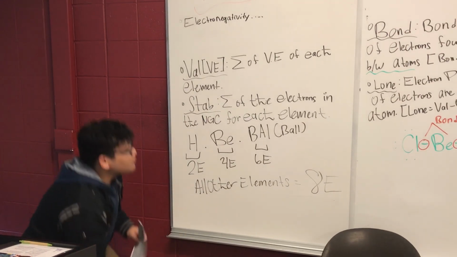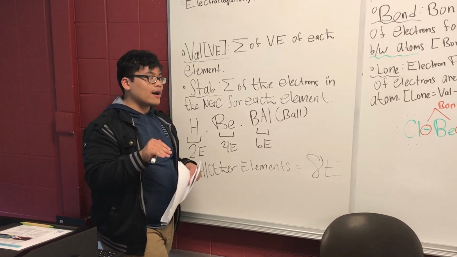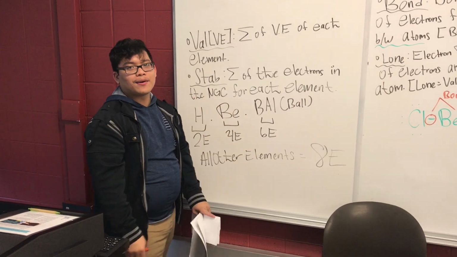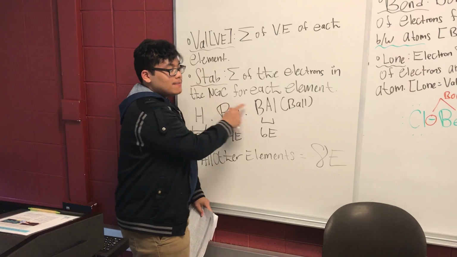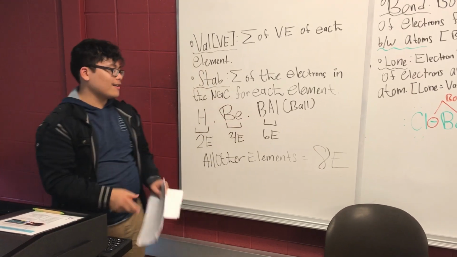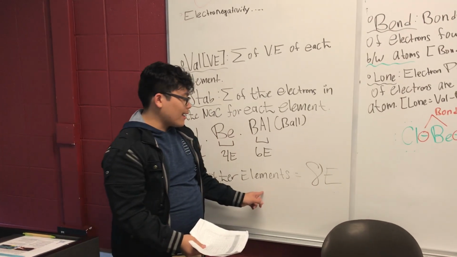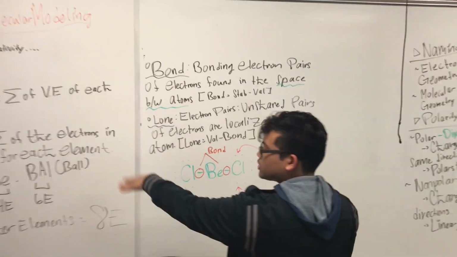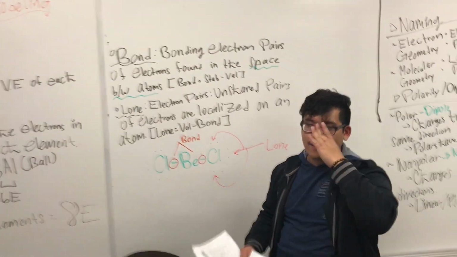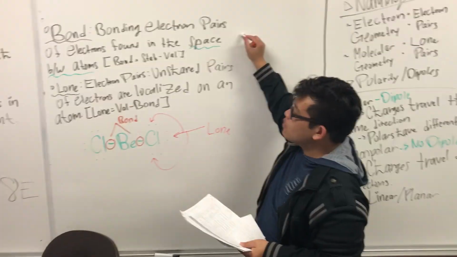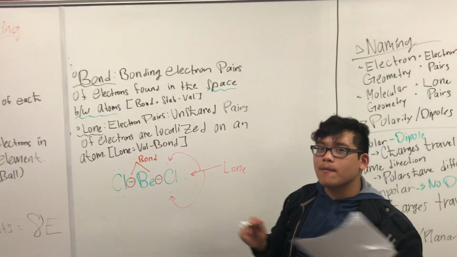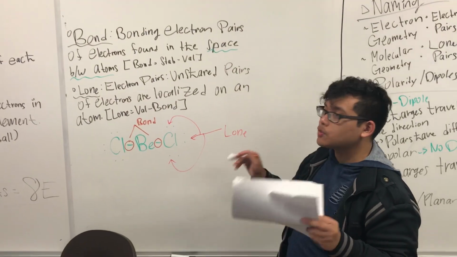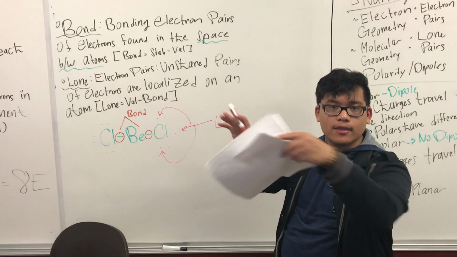So remember to memorize the 4 unique ones. Remember the word HB ball. Just memorize that. And remember, all other elements are 8 electrons. So those are the first 2 math-wise that you have to know for the quiz. The second 2 are bond and lone pairs, and we're basically determining how many bond electrons and lone electrons are in between elements when you make the figure.